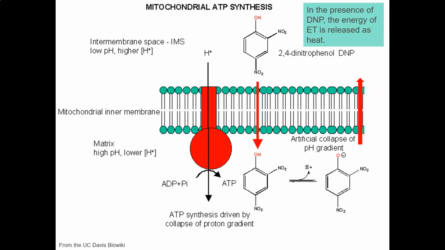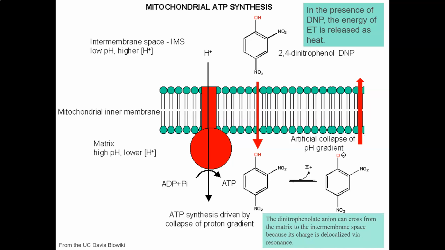So energy is released as electron transport, because electron transport is still happening. You still have oxygen and it's still accepting those protons and electrons, but since you're not capturing the free energy in the synthesis of ATP, the energy has to go somewhere and it's released as heat. So again, the reason this can occur is because of the delocalization of the charge that occurs on the dinitrophenolate anion.